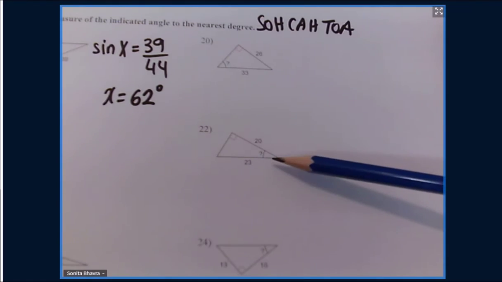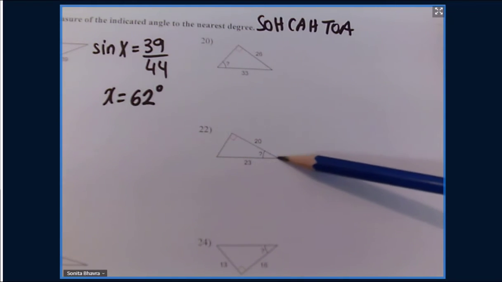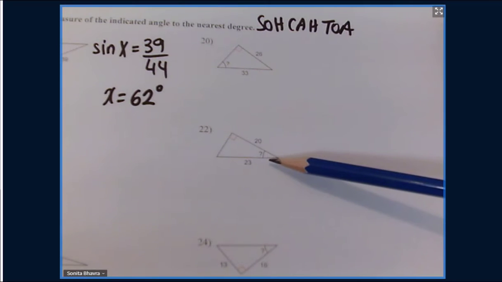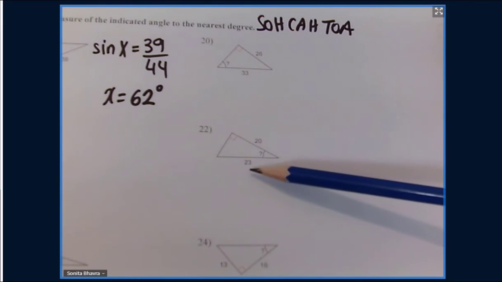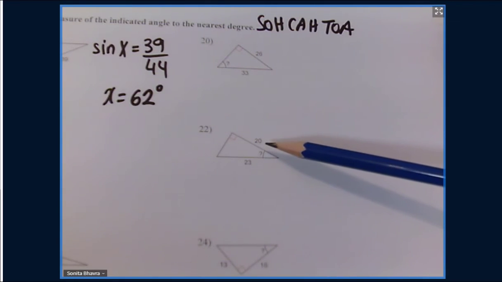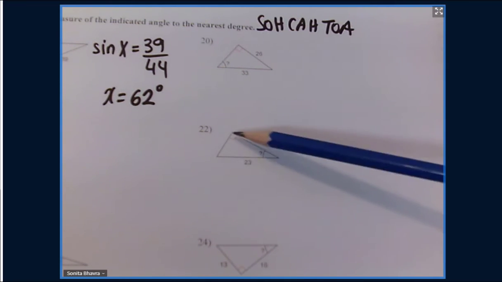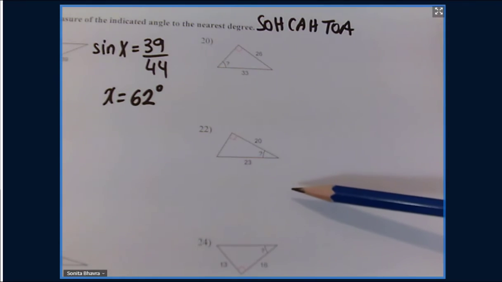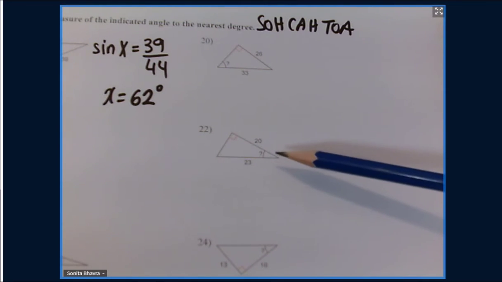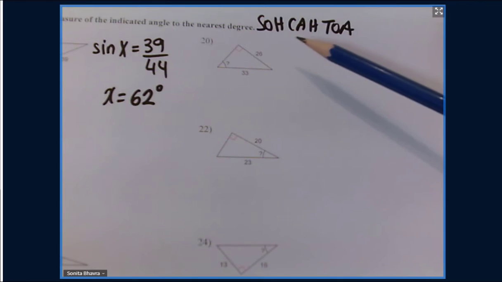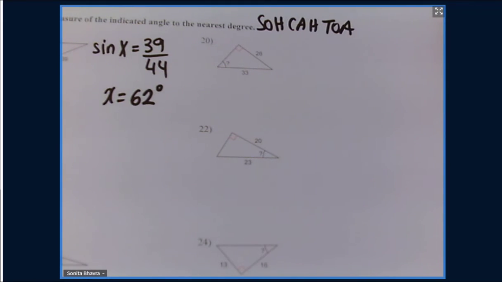All right, so question number 22, this is our missing angle here. That's the angle we're trying to solve for. The pieces of information we're given are our hypotenuse, which is here, and adjacent, which is here. The side we are not given is opposite, which is here. So using what we're given, hypotenuse and adjacent, we can use our cosine ratio. So we're going to use cosine.